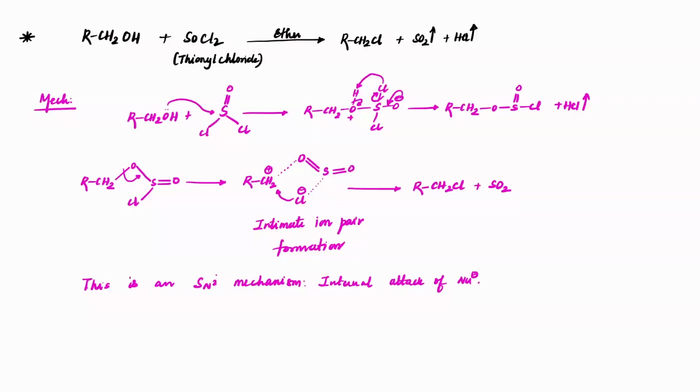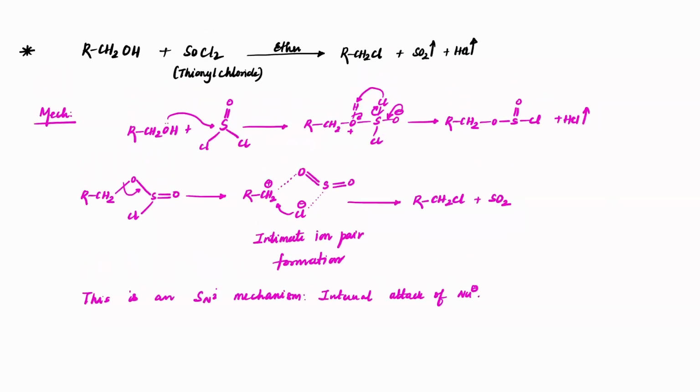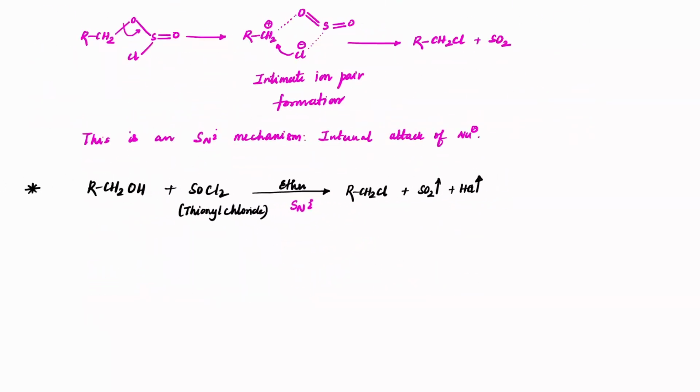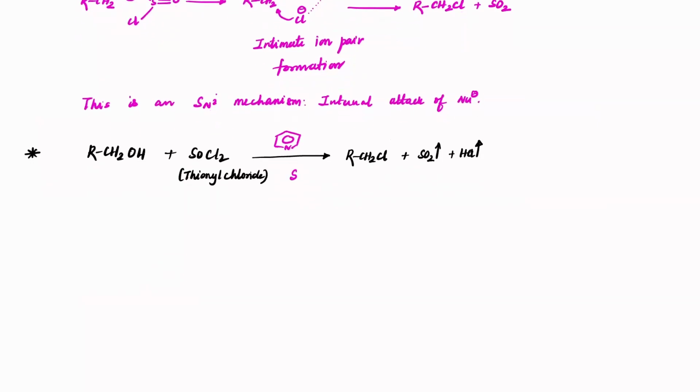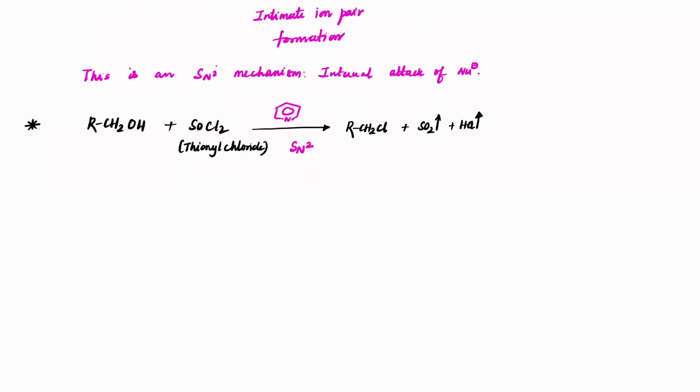Right. I guess you're done. Now notice the same reaction. Let me write that down here. This is SNi. Okay. But the same reaction, if you are performing it in pyridine instead of ether, then the reaction will go via SN2 mechanism. And this reaction is called Darzens reaction. Okay. So how does that operate here?